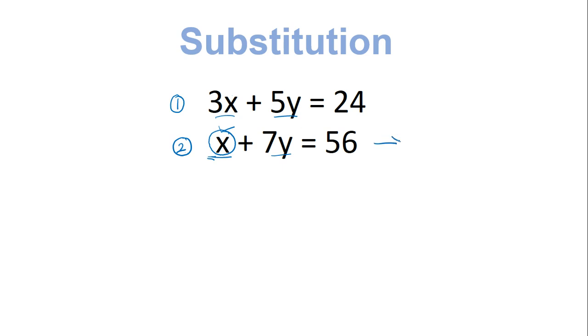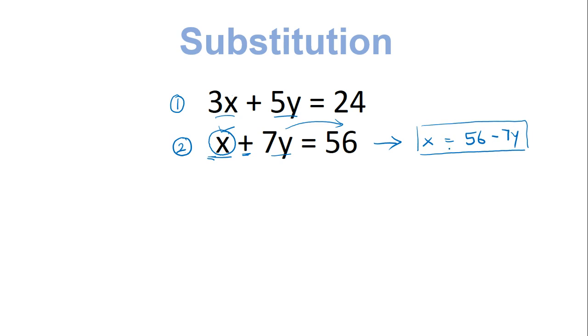Now, in order to make substitution work, I need to isolate the x, or make x the subject. And for making x the subject, I need to take everything attached with the x to the other side. So x plus 7y equals 56. If I want to make x the subject, then I'm going to write x equals, 7y goes to the other side. 7y is positive here. When it goes to the other side, it turns into negative. So I have x equals 56 minus 7y. Now this is my rearranged equation in terms of x. x equals 56 minus 7y.